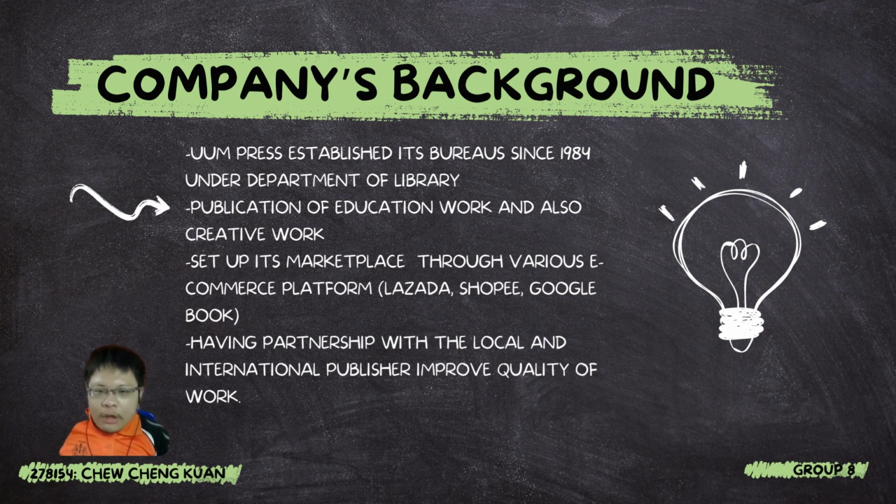Now, I would like to present about the company's breakdown. So, we are choosing UM Press as our company to analyze the process of the revenue cycle system. For information, UM Press was established in 1984 under the Department of Publication. UM Press mainly publishes educational works and also creative works.